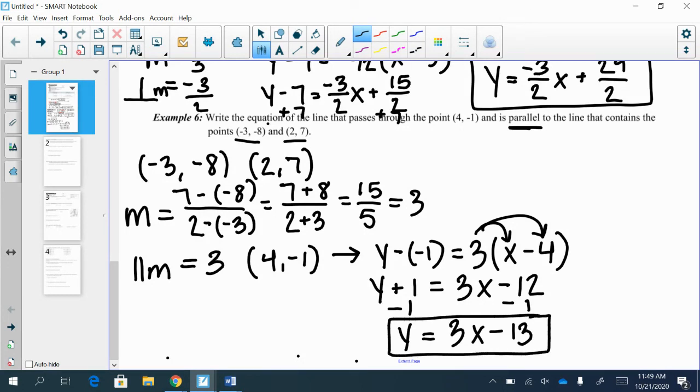And then on the back, deals with some word problems. We are going to skip that right now and come back to it at a later time.